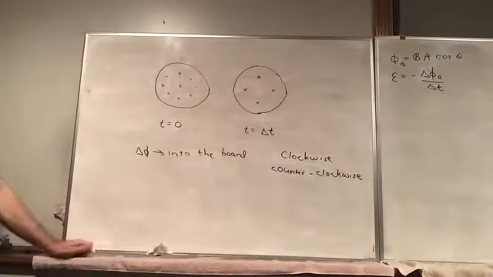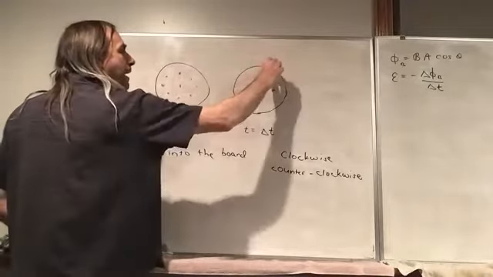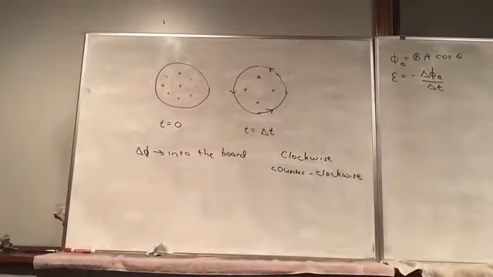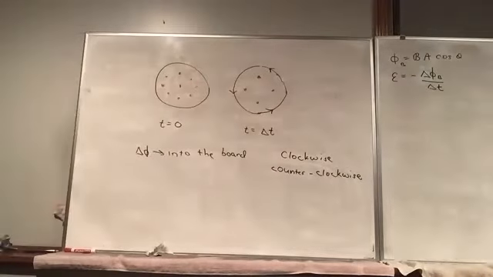So remember, opposite. You want to oppose the change. So if the change in flux is into the board, you want to go out of the board, that would be a counterclockwise current in this case. So even though the initial and final flux are both out of the board, the change in flux is into the board in this case.